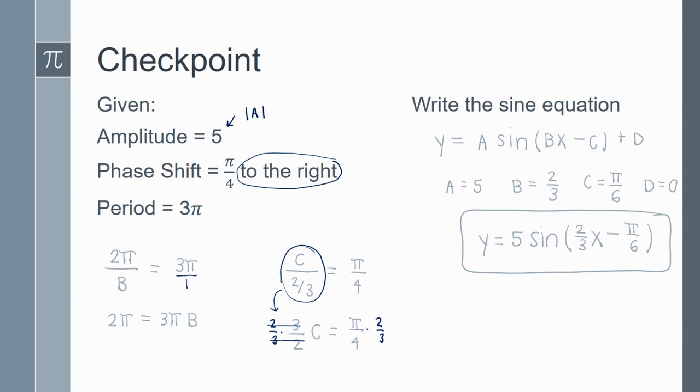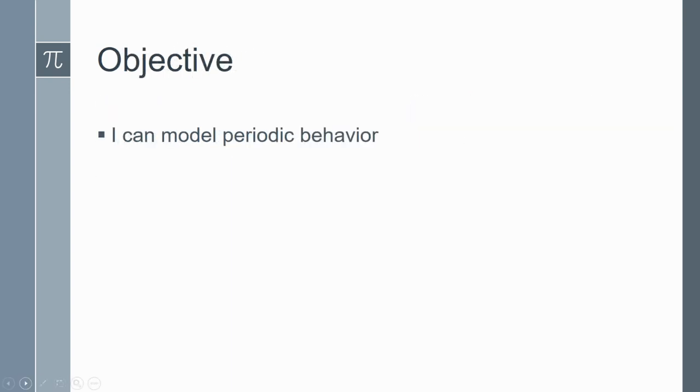And then because no vertical shift was given, once again, my D value is 0, so I didn't have to do any adding or subtracting. But remember, if I did give you a vertical shift and I said it was a vertical shift up, well, then you would need to add that number. If I said it was a vertical shift going down, well, then you would need to subtract that number. Okay, so that is us modeling periodic behavior.